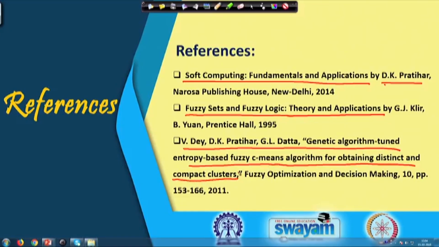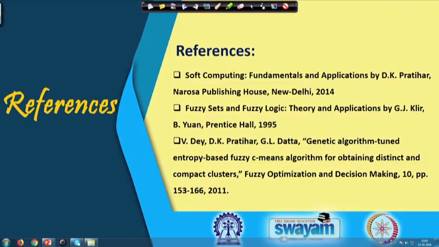Now, here I just want to tell you that in this course I am not going to discuss the principle of nature inspired optimization tools or the genetic algorithm in detail. The working principle of genetic algorithm and other nature inspired optimization tools has been discussed in much more detail in another MOOC course, called Traditional and Non-Traditional Optimization Tools, developed by me, and this is also available in detail in your textbook, Soft Computing: Fundamentals and Applications by D.K. Pratihar. So, you can have a look at these books.